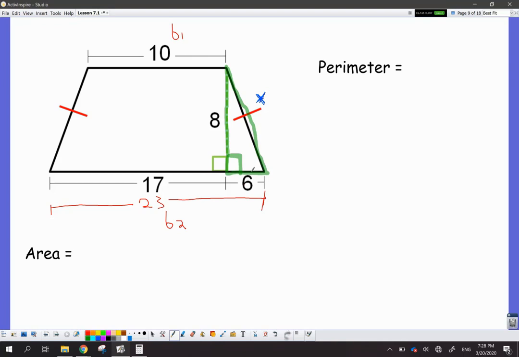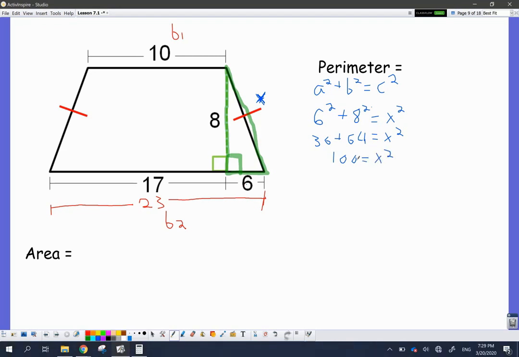So I know the Pythagorean theorem. I have my short leg, I have my long leg, and I need my hypotenuse here. So let's start with a squared plus b squared equals c squared. Now I'm going to have my a is 6, so I plug that in. My b is 8, so I plug that in. And my c is x, so that's x squared. 6 squared is 36. 8 squared is 64. x squared is still x squared. I add these two and I get 100. So x squared equals 100.